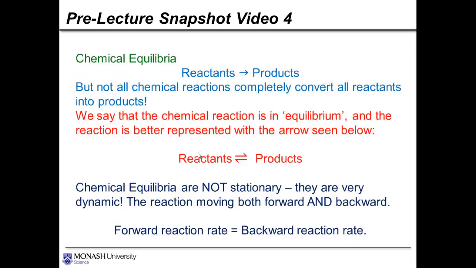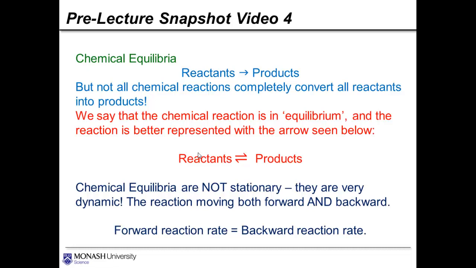So what is a chemical equilibrium? Normally we represent chemical reactions by saying that the reactants progress through some sort of chemical reaction to produce the products. And we usually write these chemical equations out with an arrow that points from left to right. But not all chemical reactions completely convert all of the reactants into products. In this case, we can say that the chemical reaction is in equilibrium, and the reaction is better represented with the arrows seen below, where there are still some reactants and some products, and they're constantly and dynamically interconverting between the two. And that's an important point.